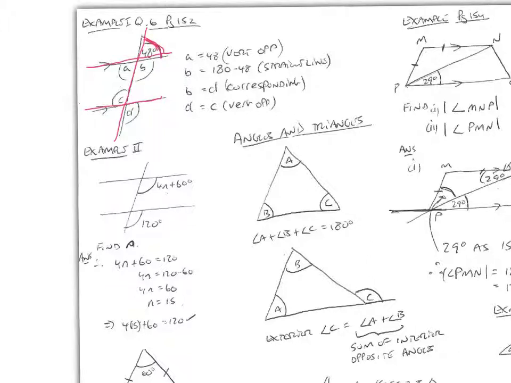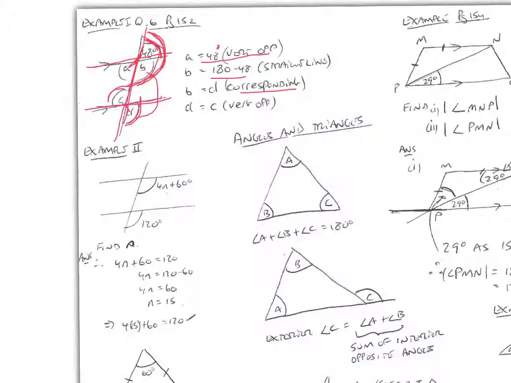So A is vertically opposite to 48, so it's 48 degrees as well. B is part of the straight line angle associated with the 48 degrees. That must be 180 minus 48. B then is equal to D because they're corresponding in these parallel lines. That corresponds to this. And then D is equal to C. It's vertically opposite. Okay, so there you go. There's all those angles sorted there.